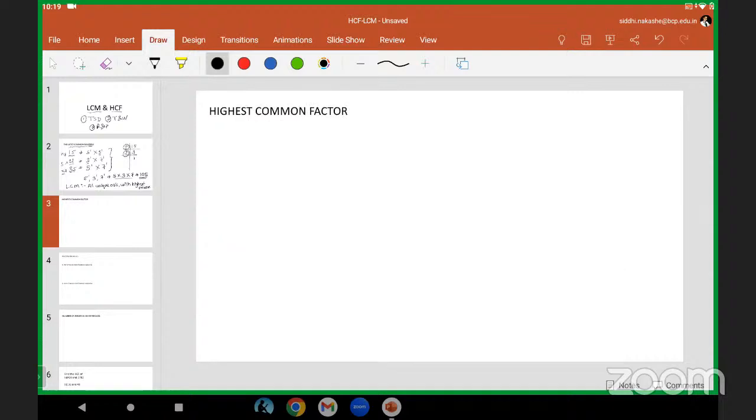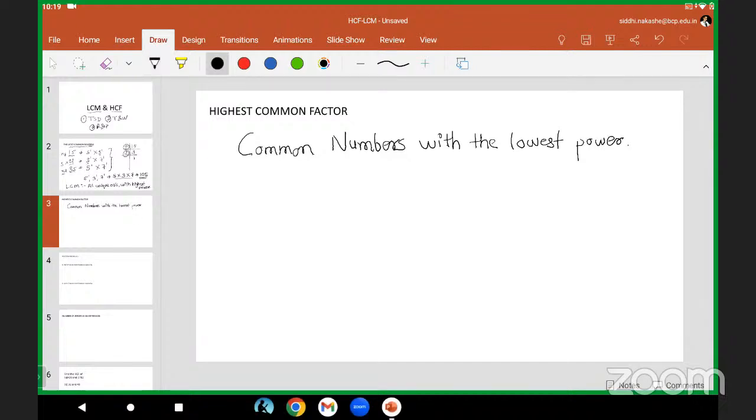Now similarly, when we look for the highest common factor, we take only the common numbers with the lowest power. Fine, common numbers with the lowest power. So let's consider some numbers again. Let's consider 150 as the first number, then 210, and we'll select 375.